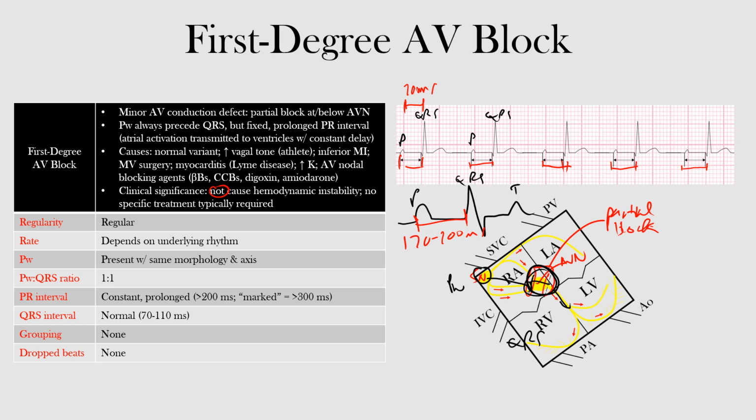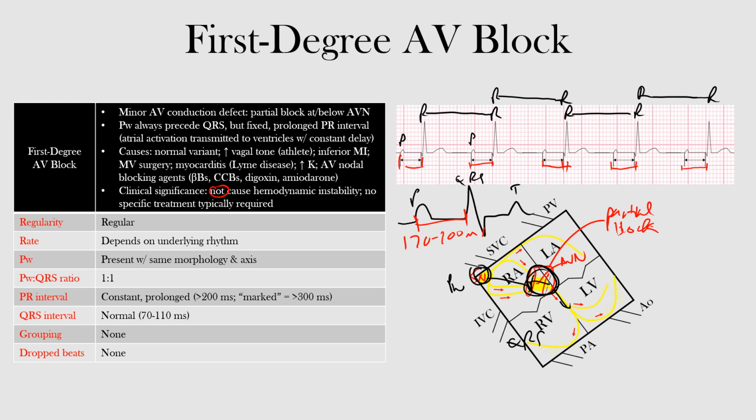Now, in terms of the regularity, this is a regular rhythm. Everything is still appearing normally. If we look at our intervals, we'll use our R to R interval, from one R wave to the next. All these R to R intervals will be constantly the same and regular throughout. They're all the same duration if you were to measure them out. So we call that a regular rhythm. The rate depends on whatever the underlying rhythm is. If we're coming from the sinus node, that may set the rate.